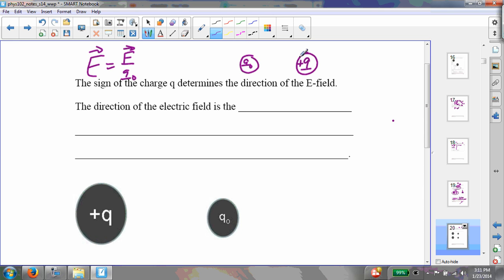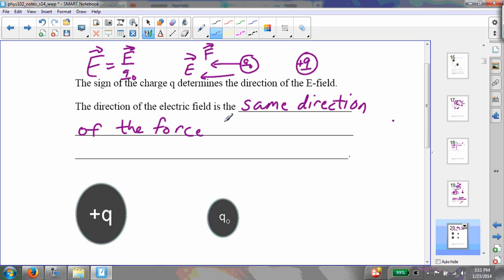So for example, if this charge Q is positive, then those two charges are going to be repelled from one another. So I'm going to have a force acting on this charge that's in that direction. That means that the direction of the electric field will also be in that direction. All right? So the direction of the electric field is the same direction, because of the way it's defined. It's the same direction of the force that a positive test charge, remember this is our charge Q naught, positive test charge, would feel.